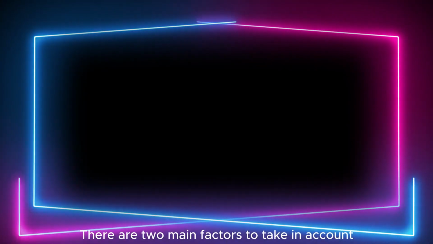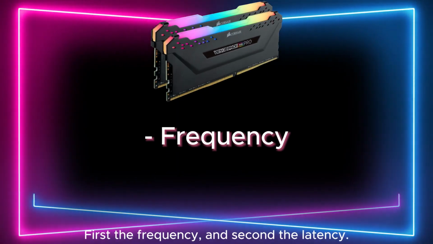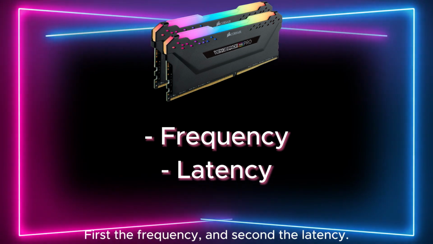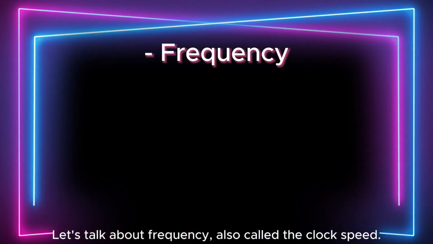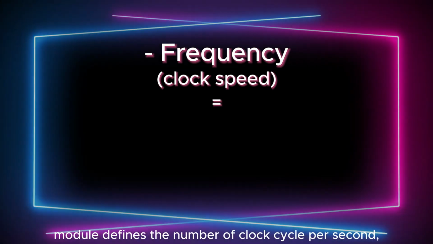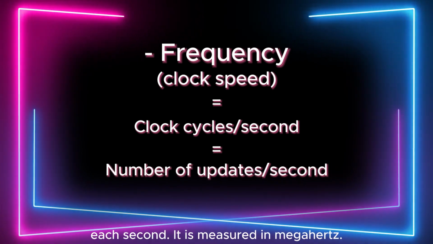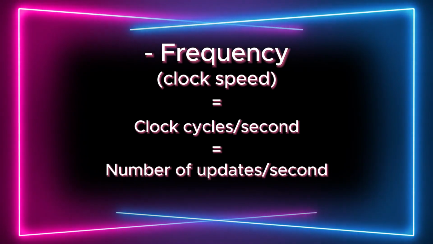There are two main factors to take in account to know if a RAM is good. First, the frequency, and second, the latency. Let's talk about frequency, also called clock speed. The frequency of a RAM module defines the number of clock cycles per second, which is basically how many times it updates each second. It is measured in megahertz.